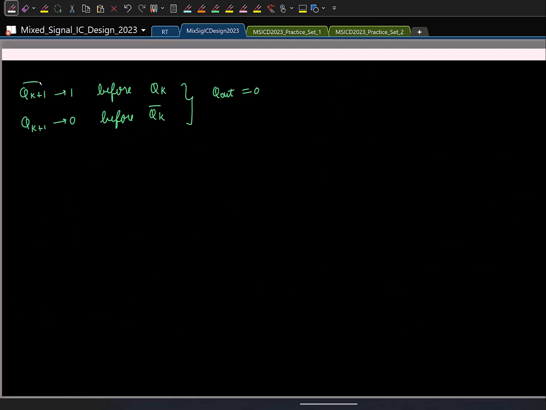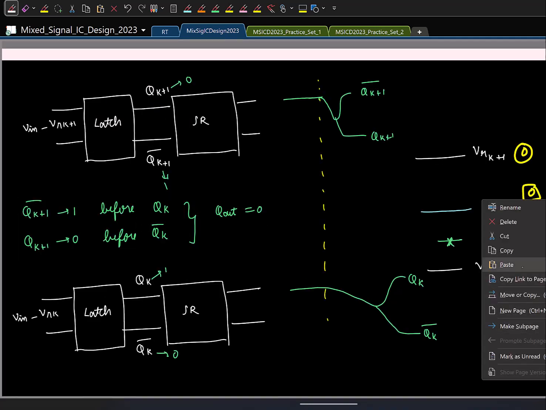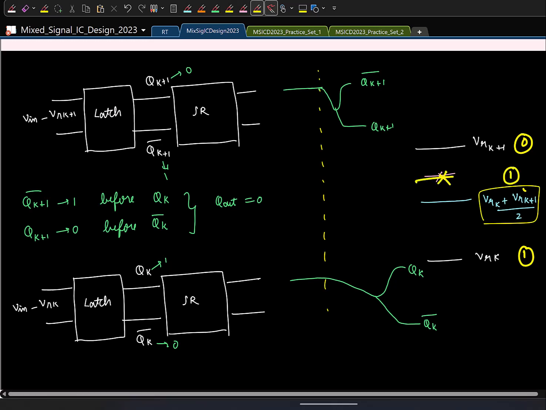Now let's say my input has gone to this level, this side. Let's repeat the same. What can we say about the output of the kth comparator? Input is lying here. Will the output of the comparator be 1 or 0? 1. For the k plus 1 comparator, the output is 0. The outputs of these two comparators don't change, but what will the output of this comparison be? It will now be 1, because the input is here, above the reference voltage, so the output should be 1.